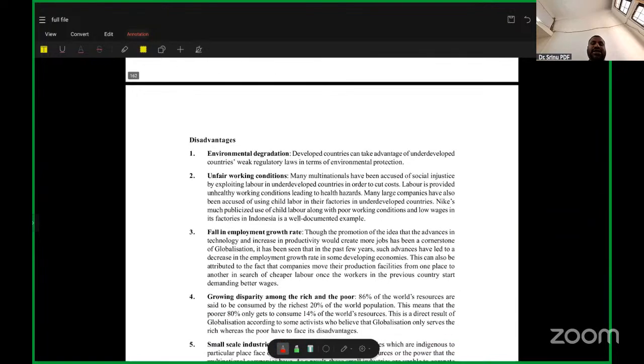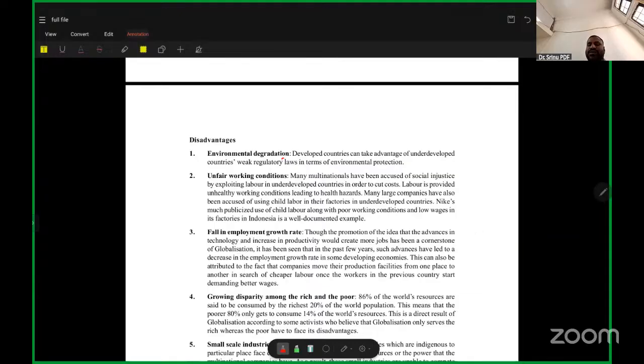What are the demerits? Environmental degradation. Most foreign companies came and started business, and they spoiled our environment. That is one of the major disadvantages. And unfair working conditions. Once they start the MNC, we have to work according to their timings. If you want to work according to your wish, it will not work out. Sometimes we have to work 9 hours, sometimes 10 hours, according to their requirement and guidance.